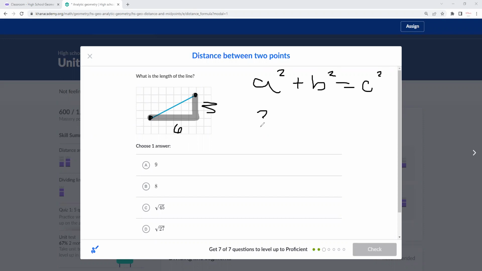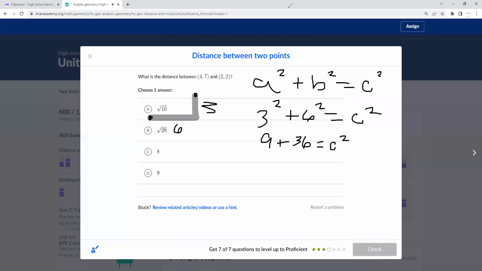A squared plus b squared equals c squared. 9 plus 36 equals c squared. Okay, so 36 plus 9 gets you 45. So your line is the square root of 45.